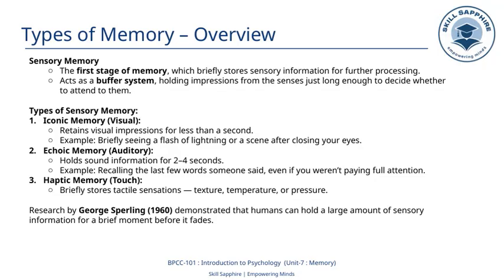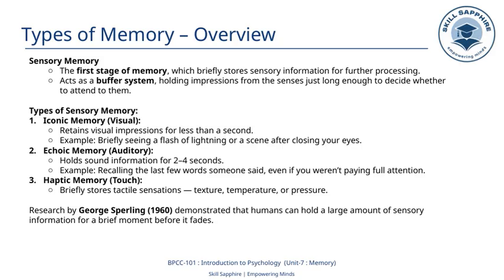Let's start by talking about sensory memory, which is the very first stage of memory. This is the stage where our brain briefly holds sensory information from our environment. Think of it as a kind of buffer system that catches impressions from our senses just long enough for us to decide whether we want to pay attention to them or not.